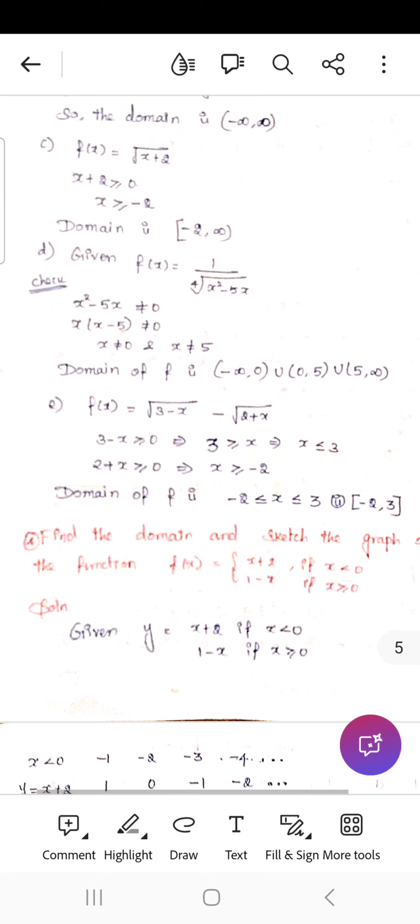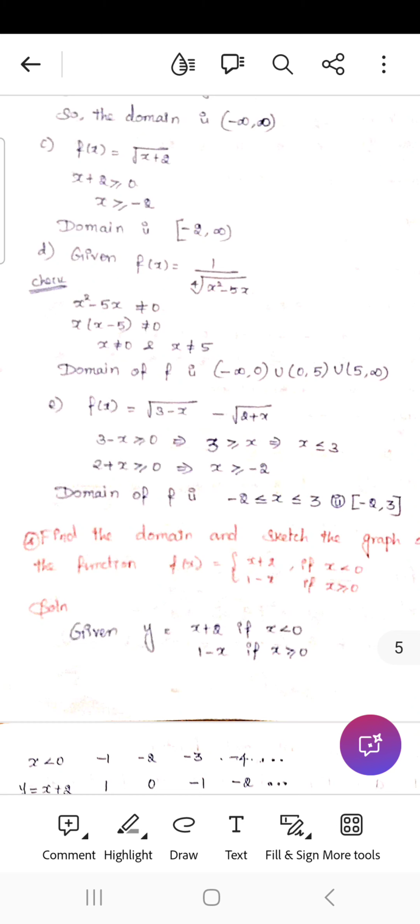The next problem is given f of x equal to 1 by fourth root of x square minus 5x. Here x square minus 5x should not be equal to 0. Take x common outside, x into x minus 5 not equal to 0, which implies x not equal to 0 and x minus 5 not equal to 0, so x not equal to 5. The domain of f is all the real values of x, x should not be equal to 0 and not equal to 5. Therefore minus infinity comma 0 union 0 comma 5 union 5 comma infinity.